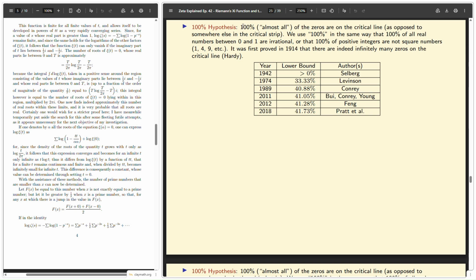Okay, but enough about this word "almost" or 100%. This thing is still an open question. No one knows if this is true or not. And here is the progress so far.